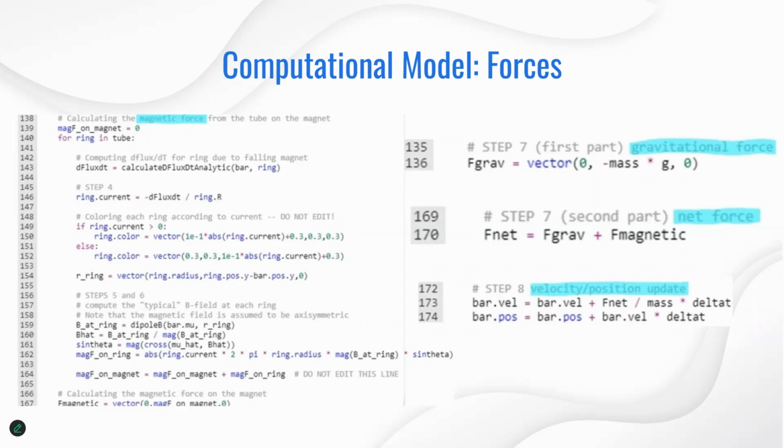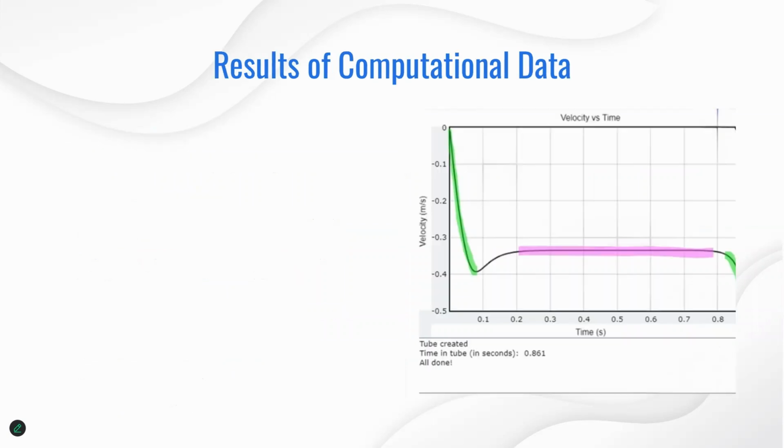Furthermore, I was able to calculate the magnetic forces from the tube of the magnet. This took a lot, and I basically just had to calculate F on ring will equal the absolute value of I times 2 pi r times the absolute value of Bm times the absolute value of Um dot Bm. And that brings me to the end of my computational model.